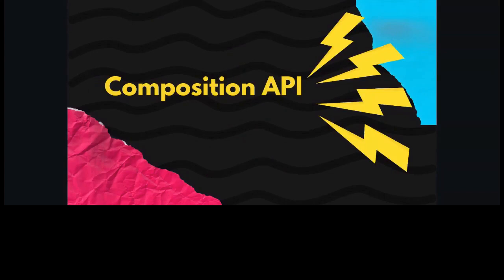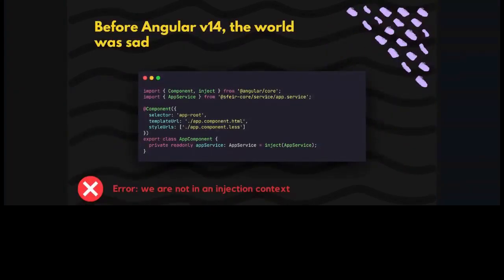Okay, composition API. Before Angular version 14, the world was very sad, and that's true, because since the beginning of Angular we have an inject function, and this inject function can be used only in an injection context. So if you want to use inject in your app components like this, you get an error saying it's not possible to inject app service because you are not in an injection context. That was the error.